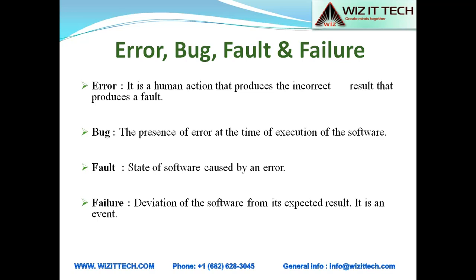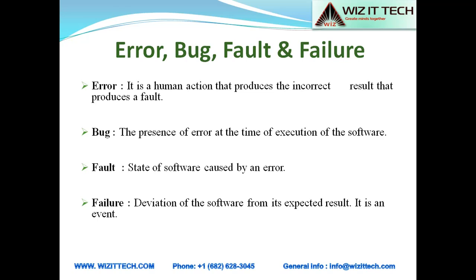What is a bug? The presence of an error at the time of execution. When we are testing any application and we find an error, that is called a bug. Then what is a fault? It is the state of software caused by an error. When the software state is caused by an error, we can call it a fault.